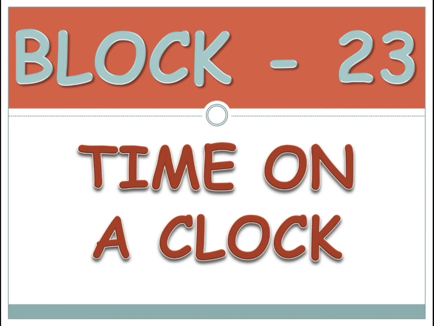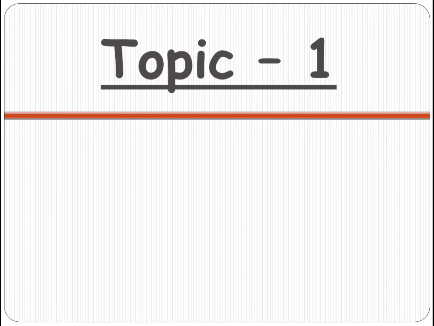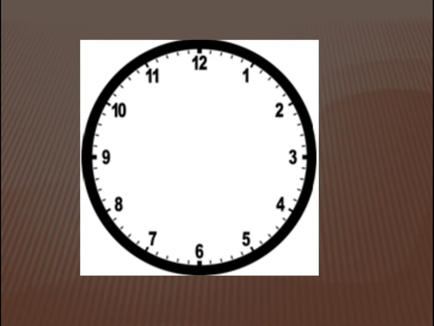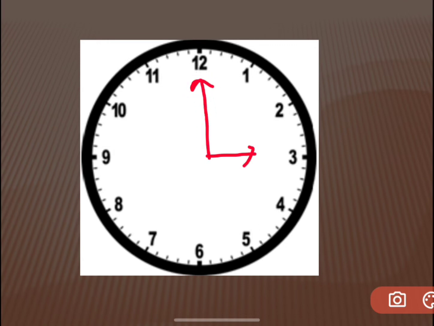Okay, so in this, our first topic is convert time, that is minutes to seconds and seconds to minutes. First let us see the clock, children. So this is your clock, isn't it, children? So for this you have three hands. One is the shorter hand, one is the longer hand. So the shorter hand gives us the hours and the longer hand gives us the minutes.